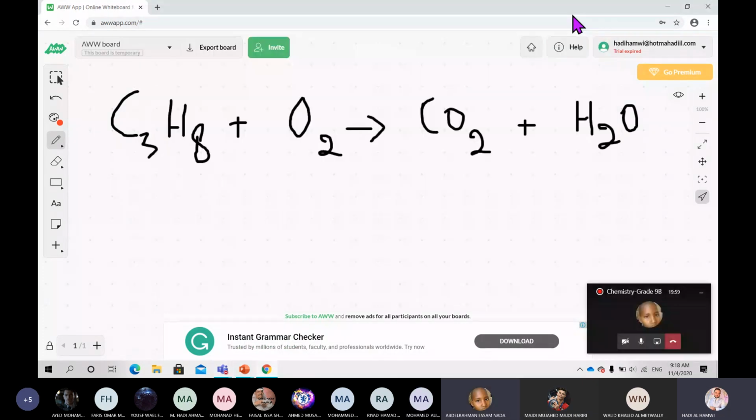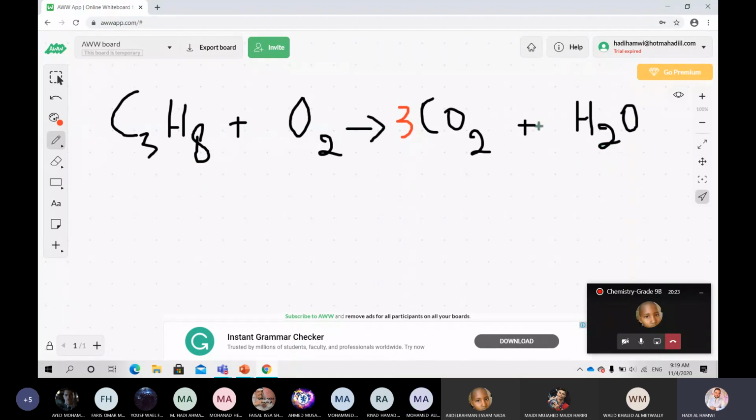Yes, mister. Okay, so I have 3 here. Here I have 1. What should I put as the coefficient? 3. 3, very good. So I will put 3. So here we have 3 carbon and here we have 3 carbon. Then what is the second step? Hydrogen or oxygen first? We do hydrogen. Very good. How much hydrogen do we have in the reactants? 8. And in the products? 2.